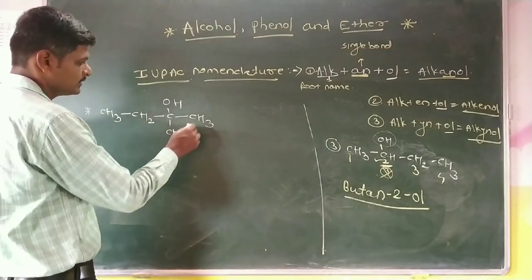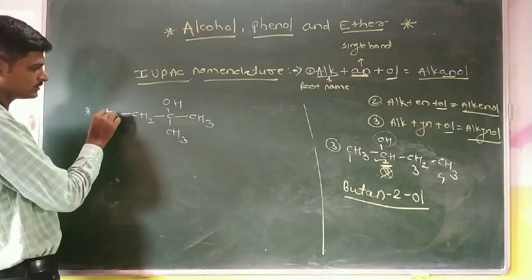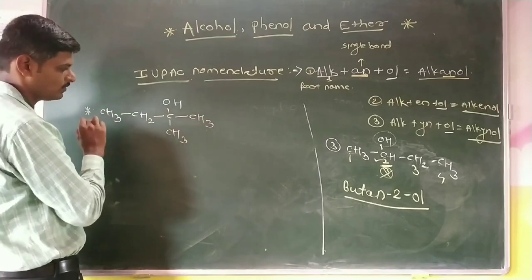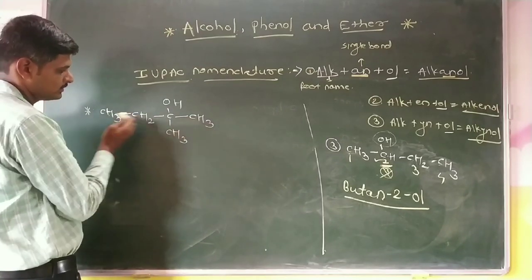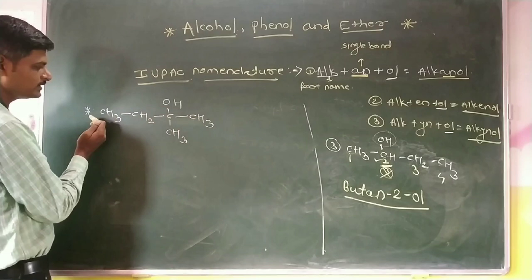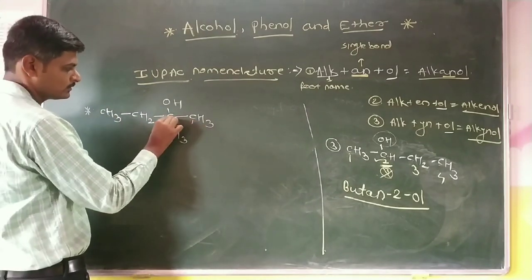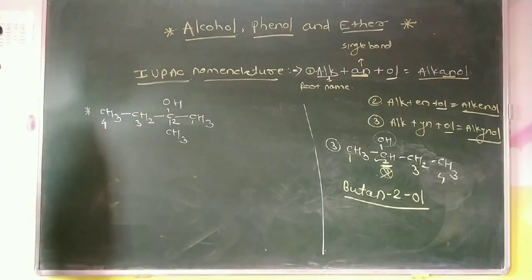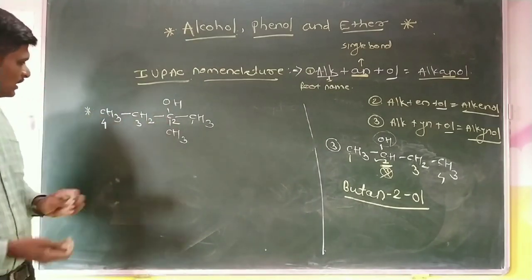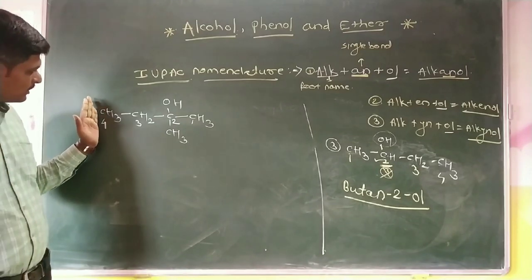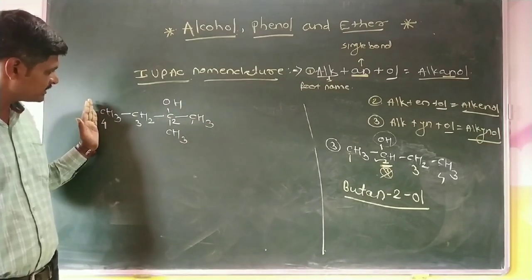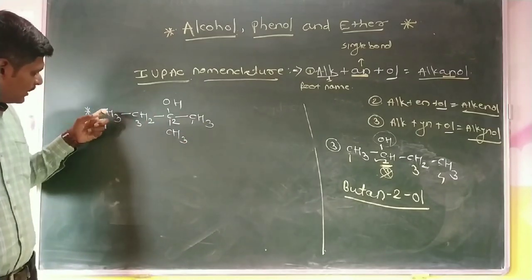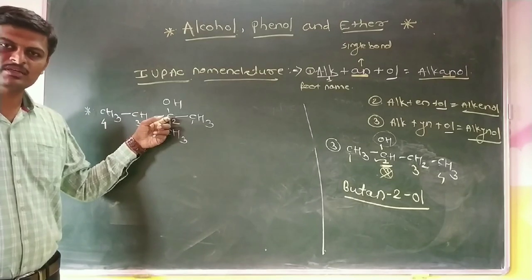We select it: first, second, third, fourth. We can number from this side to this side: 1, 2, 3, and 4. The hydroxyl is on the second carbon. We can also number from the other side: 1, 2, 3. The hydroxyl is then on the third carbon.